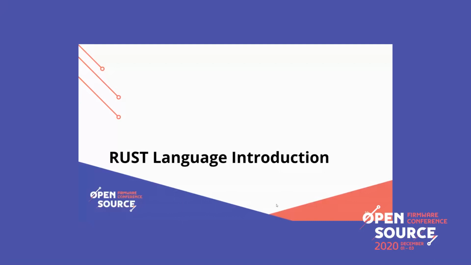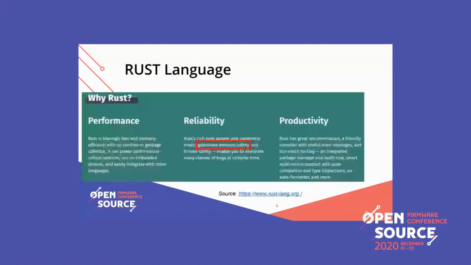Rust is not the only type-safe language. Compared with others, it is very fast and memory efficient because the memory issues are eliminated at compile time instead of runtime. Unlike Java, Rust does not have garbage collection. As such, it can provide performance-critical services and run on embedded devices.